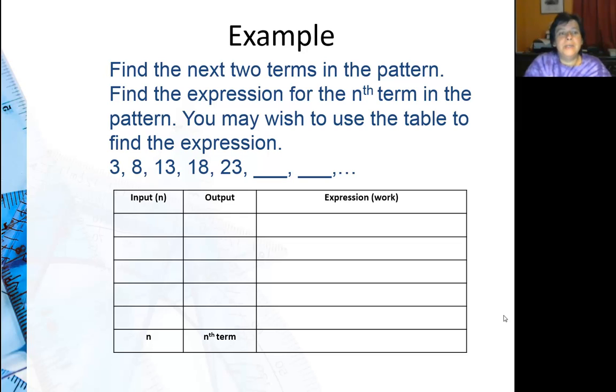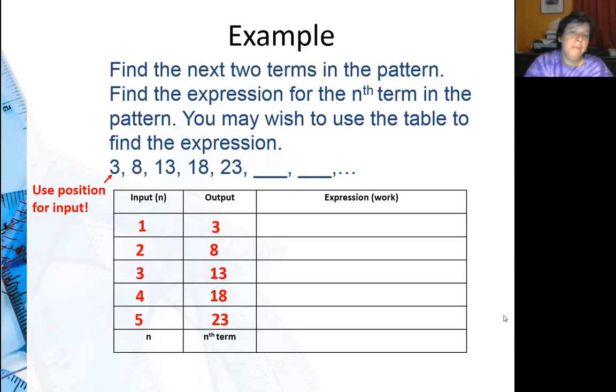We've got a series here, 3, 8, 13, 18, and 23. And it's only a list of numbers, so n is going to represent the position. So position 1, we have the number 3. Position 2, we have 8. Position 3 is 13, 4 is 18, and 5 is 23. Then you look at the difference. That one went up by 5, 5, 5, 5. And the input only went up by 1.